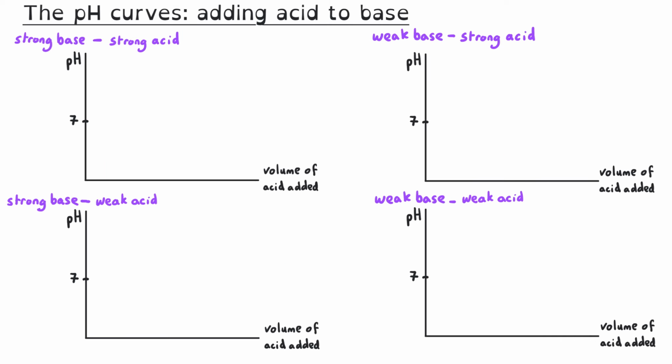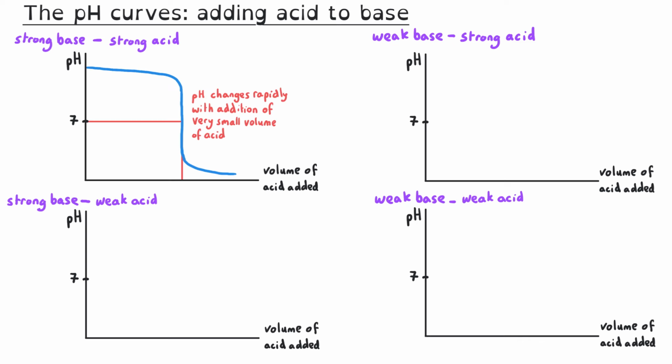When you add an acid to a base, you get 4 characteristic pH curves, and the shape of the pH curve for the particular titration depends on the relative strengths of the acid and the base. First of all, if you add a strong acid to a strong base, we obviously start with a high pH because of the strong base. Then when we reach the equivalence point, there is a rapid decrease in pH, and we finish with a very low pH because of the strong acid.